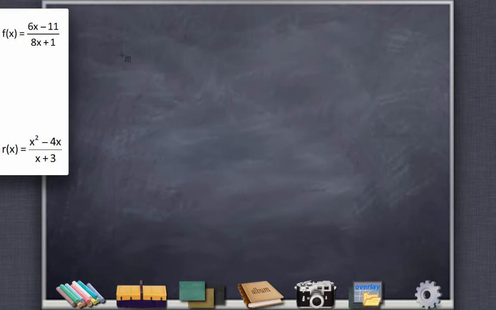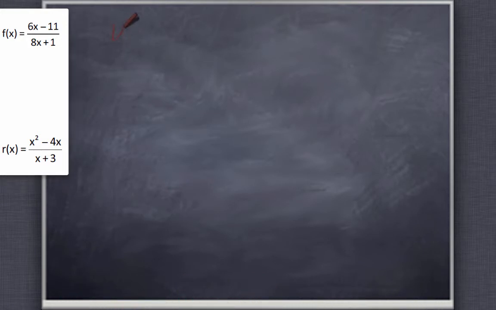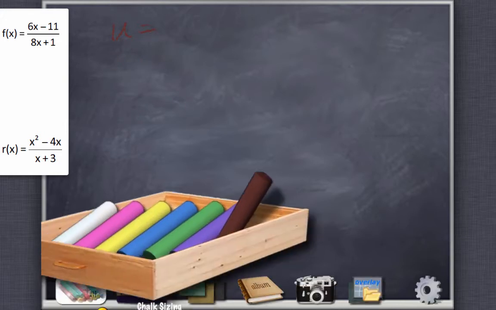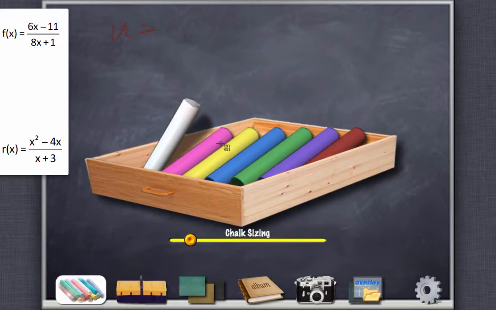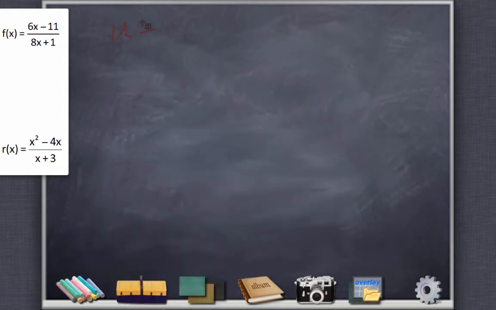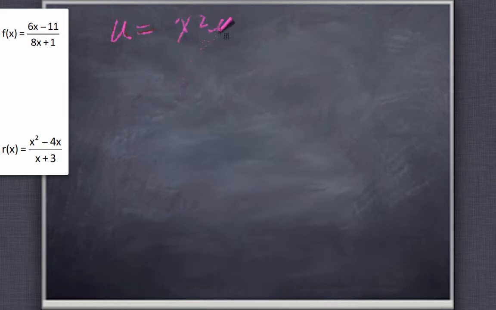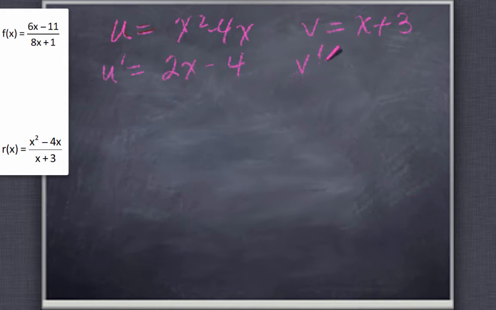And so the second one, u equals, that's not a good color for this board. Try this again. u equals x squared minus 4x, v equals x plus 3. u prime equals 2x minus 4, v prime equals 1.